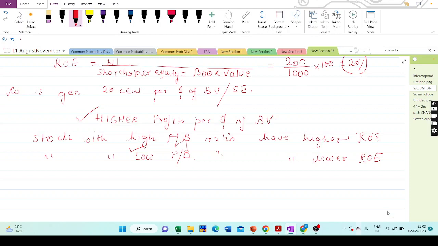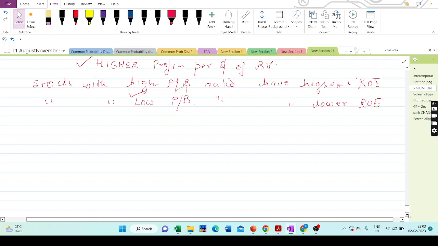So guys, now write this interpretation. What did I just ask? I just asked you to write down. Comparing stocks in the same industry having similar ROE, the stocks having a low PB ratio are undervalued, and the stocks having a high PB ratio are overvalued.